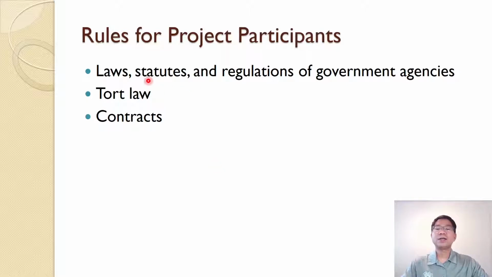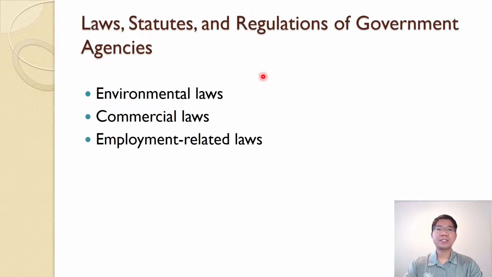So let's talk about each of these rules. The first one, we will talk about the laws, statutes, and regulation of the government agency, and then we will briefly discuss tort law and contracts. So let's talk about the laws, statutes, and regulations of the government agencies. In those, we can further classify into three major laws: environmental laws, commercial laws, and employment related laws. So let's talk about environmental laws.